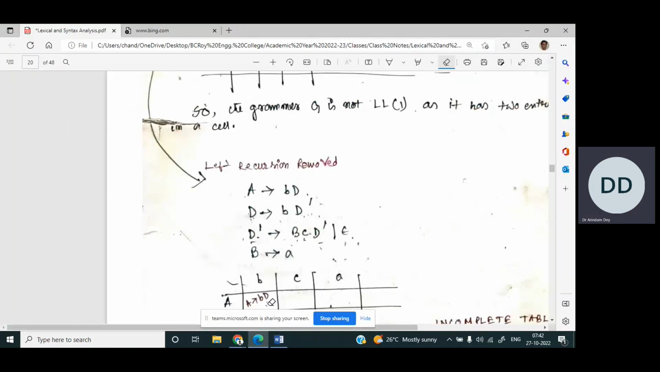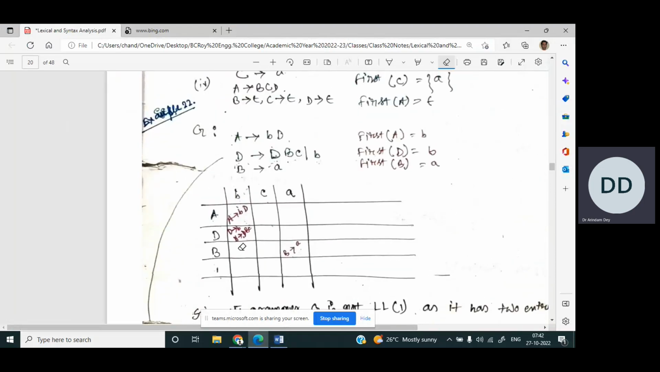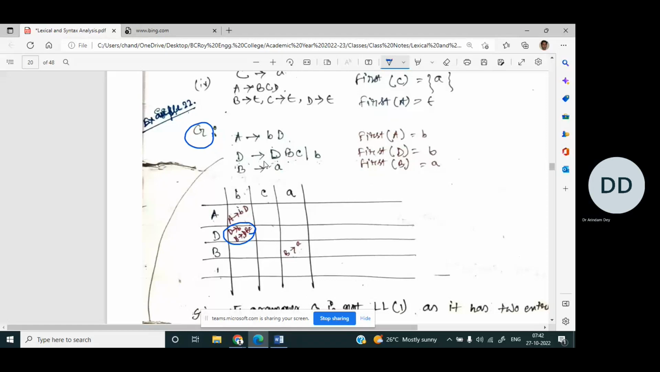In continuation with the earlier class, we started with this example, and we checked that for this example number 22, the grammar was not LL1, and the main reason behind it not being LL1 was the double entry in this cell. Now, I said that if we remove the left recursion from this grammar G, then what would happen? Can the grammar be LL1 if we remove the left recursion?